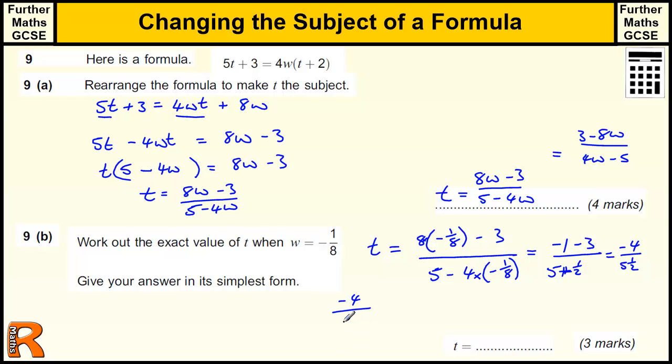5 and a half is the same as 11 halves. When I'm dividing by a fraction, that's the same as times by that fraction upside down. So we end up with 4 times 2, which is 8, and 1 times 11 is 11, which is minus 8/11. Okay, so yeah, I mean that's not very easy.